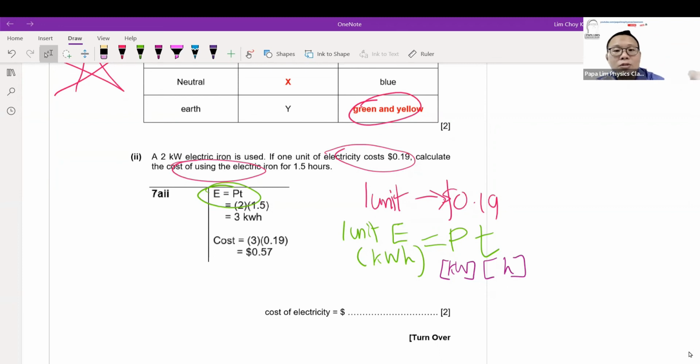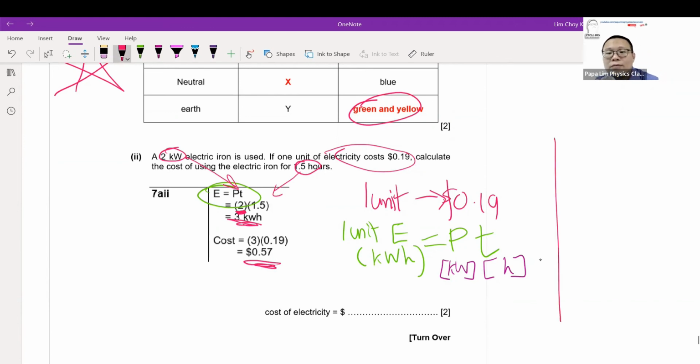In this case, the question given is that the power is 2 kilowatt. So the P is 2 kilowatt. Just put the 2 here. Don't need to convert to watts. Don't put 2000. Time used is 1.5. If you put these two numbers inside the formula, you'll know the energy used is 3 kilowatt hour, and 1 unit is 19 cents. So 3 units will be 0.5757 cents. So this is what we mean by calculating energy.